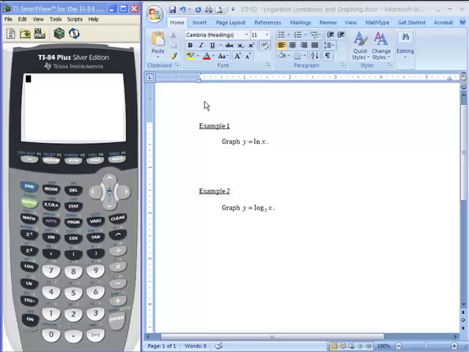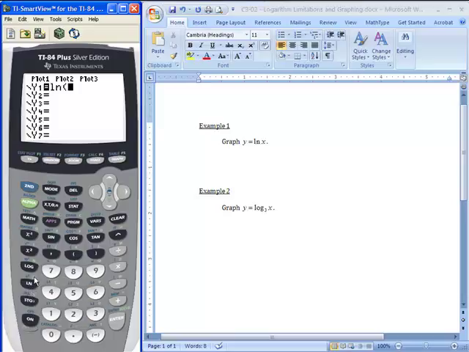So let's take a look here at example 1, where we're asked to graph y is equal to the natural log of x. All right, so let's go into our y equals menu on the calculator, and we'll tell it that we want to graph the natural log of x. Now the natural log is the log base e, and we get that on the calculator by pressing the ln button. The log button just above it is for the log base 10 function. So we'll press natural log, then we'll press x. You'll notice that it opened a parenthesis when we pressed the ln key. We'll close that parenthesis, and we'll press enter.